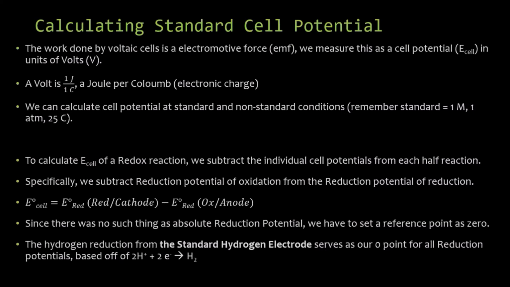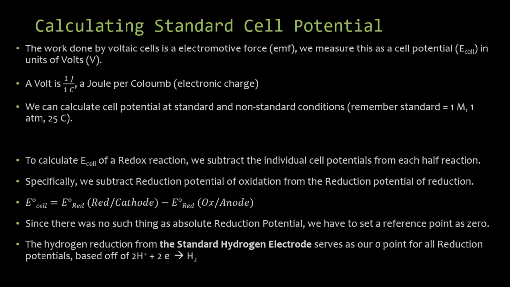Now, how do we calculate the standard cell potential of these? It's all well and good to be able to draw these and understand these, but what values are we going to be calculating? So the work done by a voltaic cell is known as the electromotive force, or EMF. Now we measure this work as a cell potential, which we're going to call the E cell. So the electromotive force for that cell, and we're going to measure that in units of volts.